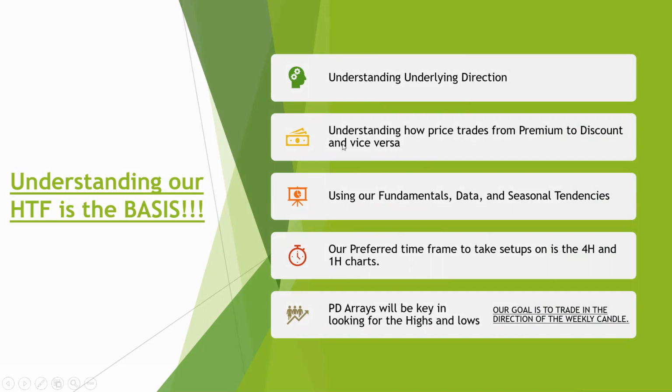Now, if we understand that price is moving bullish on the weekly or the monthly or even the daily time frames, say price is moving bullish, we've had a set of higher highs and higher lows. We understand the institutional order flow is bullish, but we also understand that we are moving into a premium where, if our fundamentals and our data and our seasonal tendencies come into play, we could be looking at a quarterly shift or seasonal shift, something of that nature.